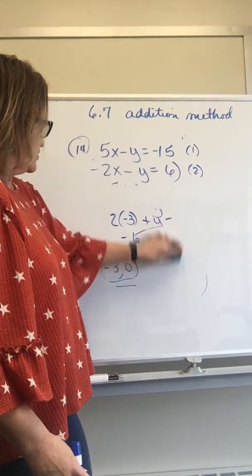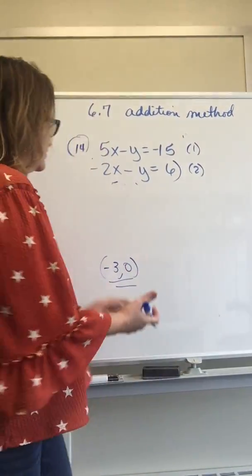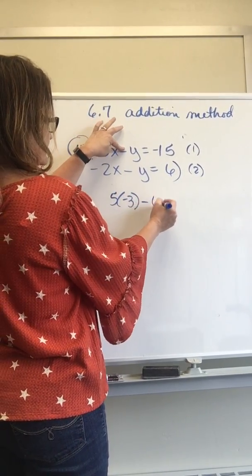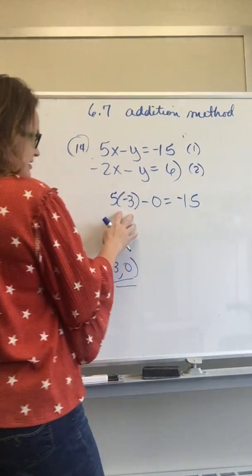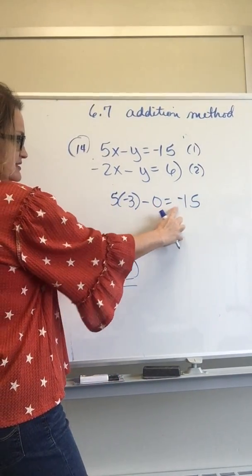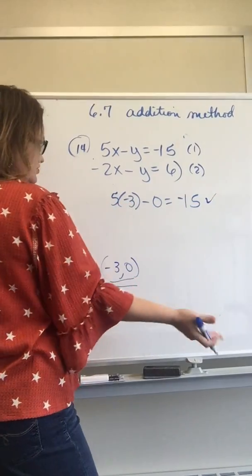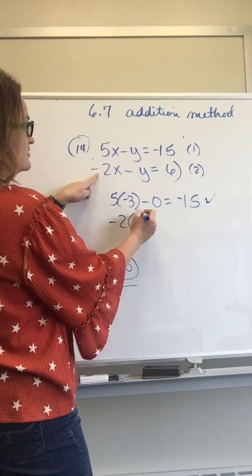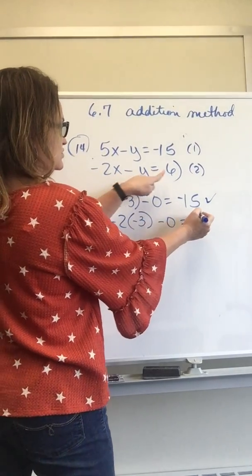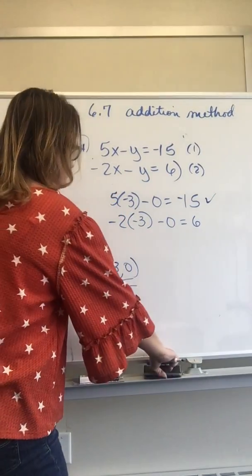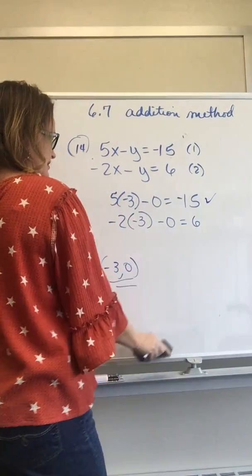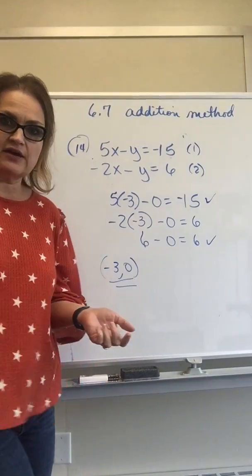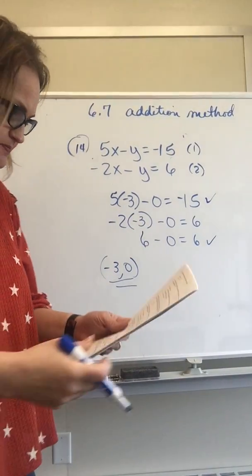Make sure that point works in both of those former equations. So 5 times -3 minus 0 should equal -15. And you check that out. That's -15 minus 0 is -15. That is true. Check it in the second one. -2 times x is -3 minus y is 0 should equal 6. Calculate that. That'd be 6 minus 0 equals 6. Also checks out. So that confirms our answer.